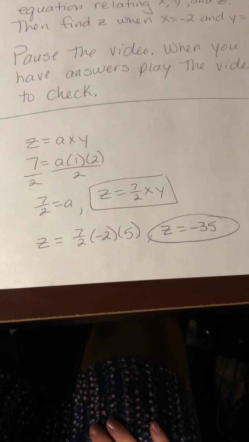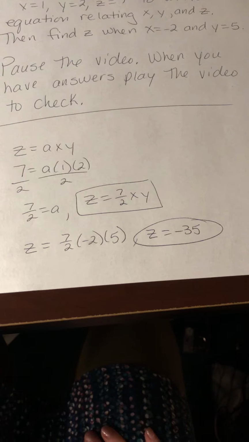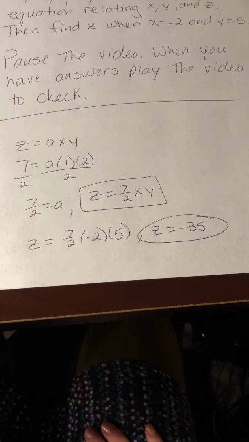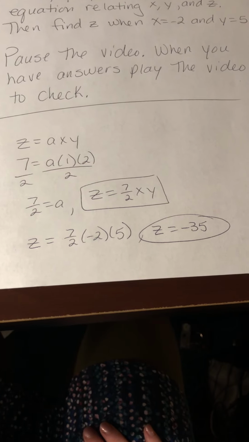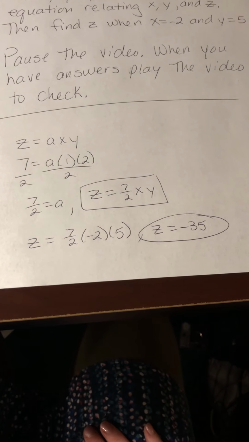And then to find the last part, find z when x equals negative 2 and y equals 5. I plug negative 2 in for x, 5 in for y, and I multiply it by the 7 halves, and I should get an answer of z equals negative 35.